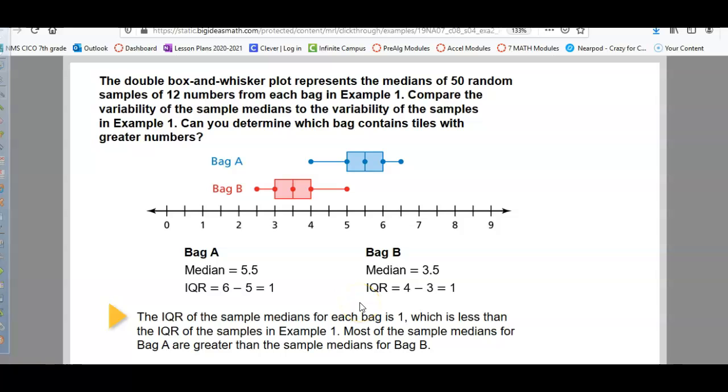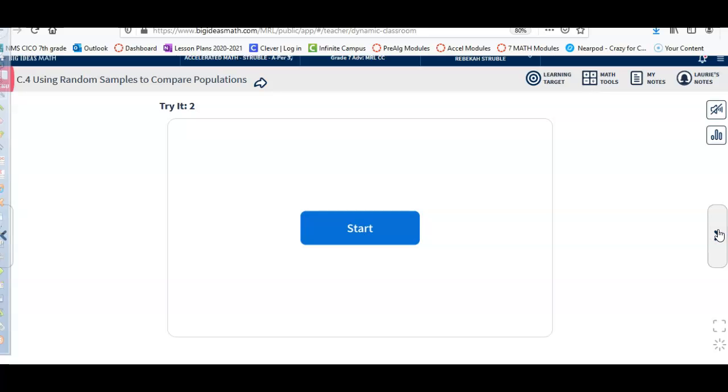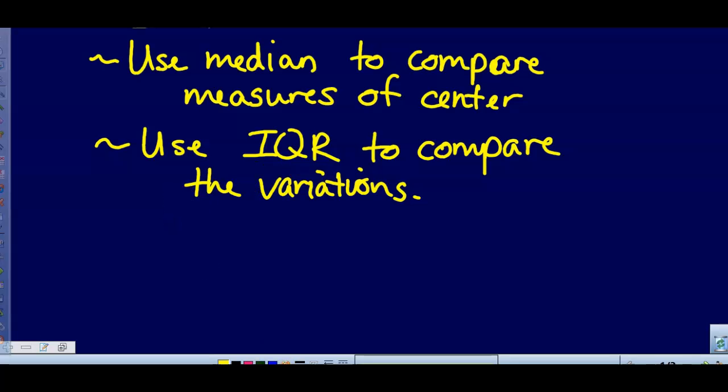So we can assume that bag A contains greater numbers, for sure. Yes, it's a small sample size, but there's a big enough difference that we can definitely make a safe assumption here. All right. And then you go ahead and do the try it. And that pretty much covers it. So going back here, sorry.